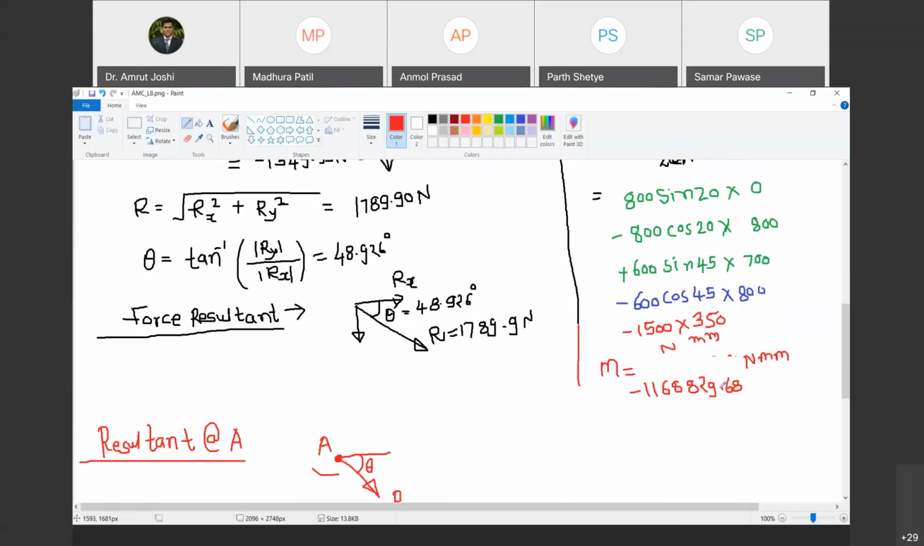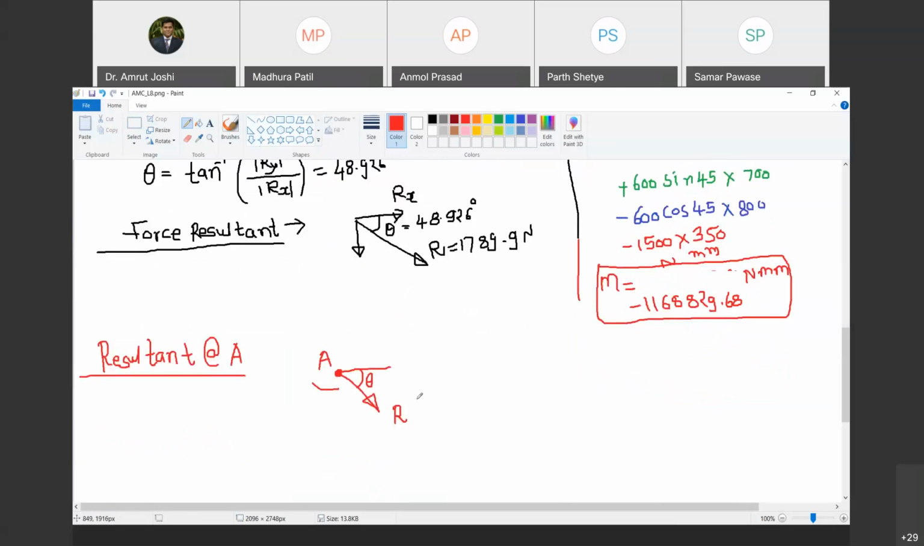Let me check whether my calculator is in degree or radian mode. So sine 30, I should get half. Correct, it is in degree mode. So this is the final answer. Madhura, are you with me? Yes, sir.